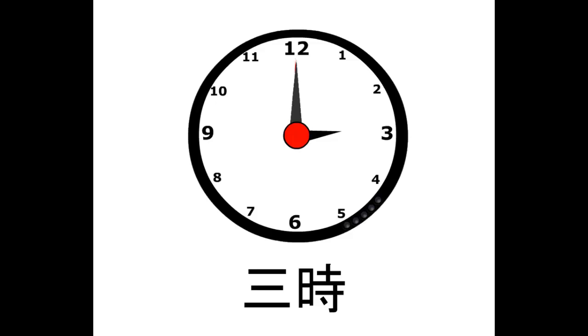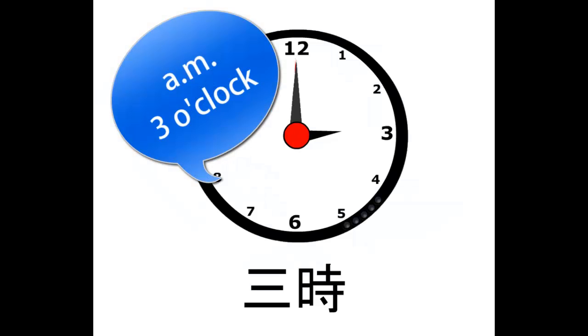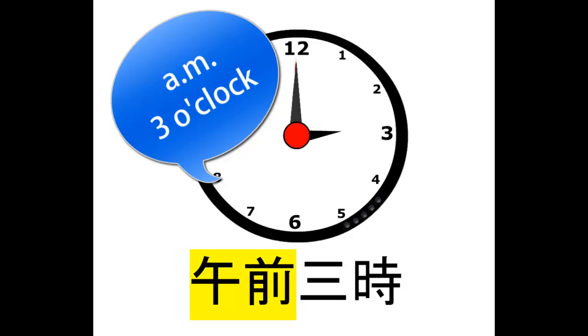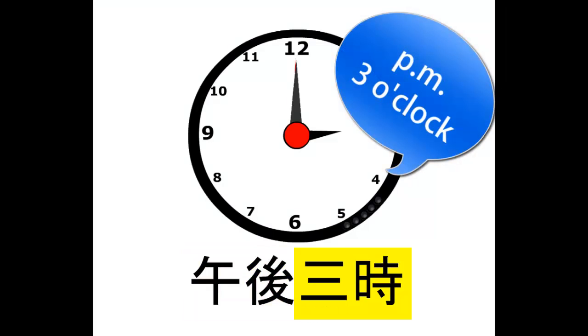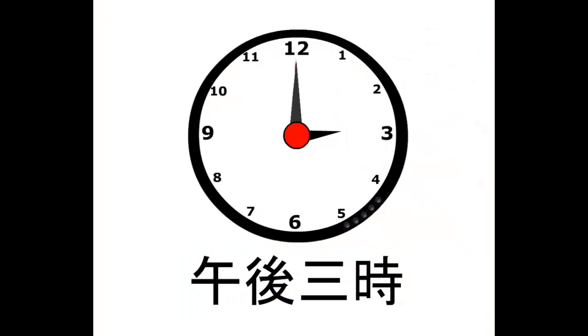So we're going to say AM 3 o'clock to begin with, and that would be 午前. That's AM. 午前3時. Whereas PM would be 午後3時. Now these kanji, gogo, which is PM, and gozen, which is AM, are a little tricky, so you need to practice them. But that's it for time.